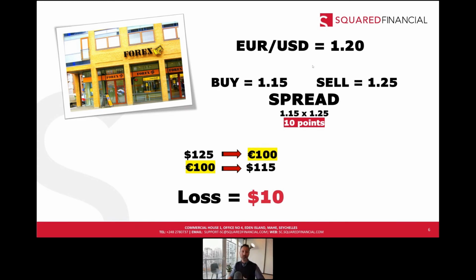Let's say you change your mind, you're not going on vacation anymore, you want to take back your money, sell the 100 euros back to the exchange office. Well, now they're buying it back at 1.15, so they will only give you $115 back. So you just lost $10 in that transaction. Okay, that's the commission of the exchange office.